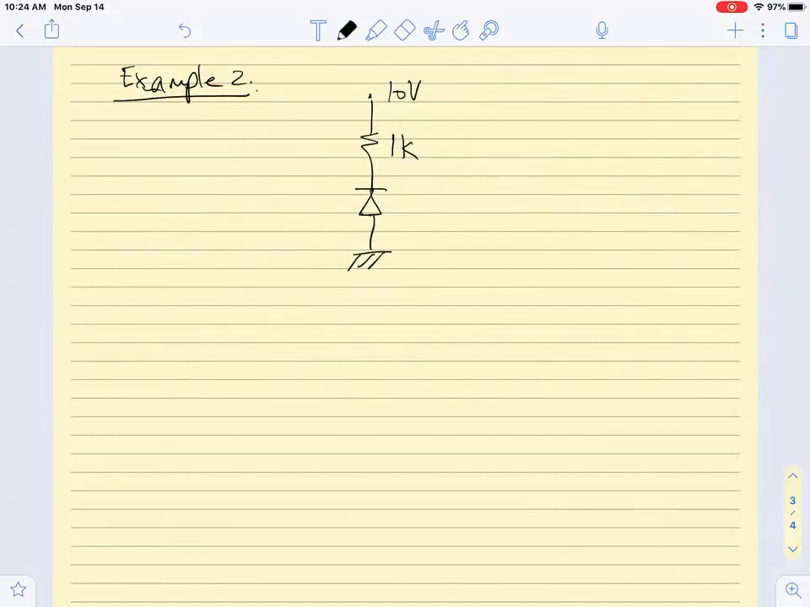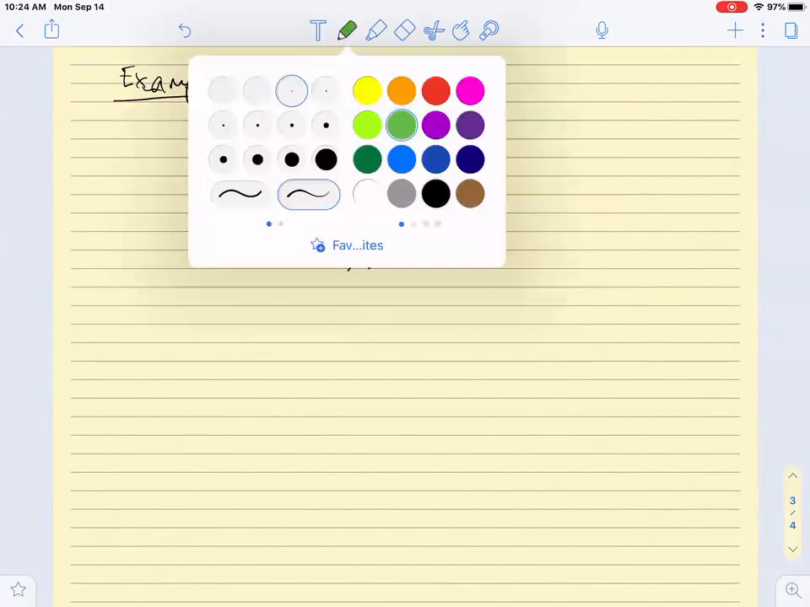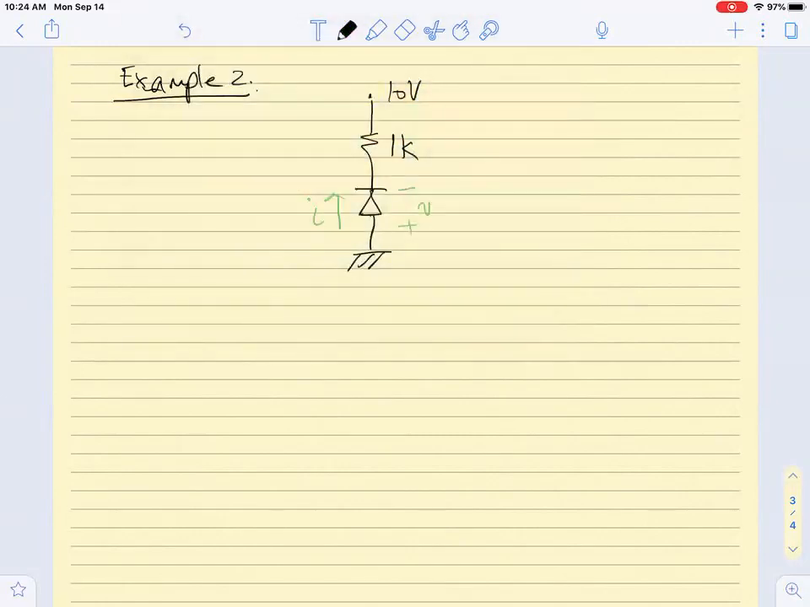So if we want to draw plus or minus V for the diode, this is plus or minus V, and the I for the diode is the current that is going up. Okay? So the question is, what is the region of operation of this diode? What do I expect this diode to be operating on or off? It will be off.